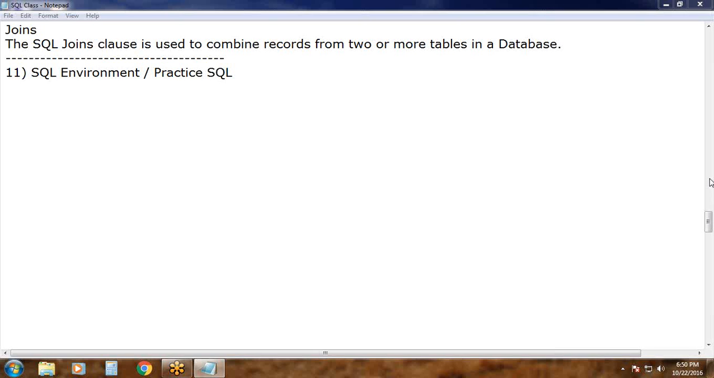Vijaya, any idea how to practice SQL? Download the Oracle database. Not only the Oracle database. A database engine is required to use or practice SQL commands. We can use any database engine, either Oracle or MySQL or MS SQL Server, etc.